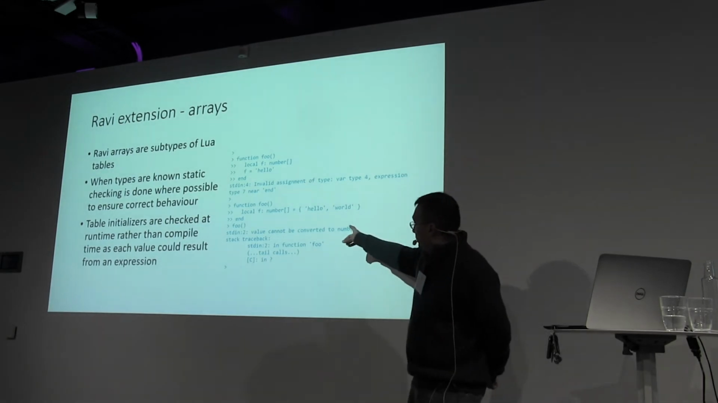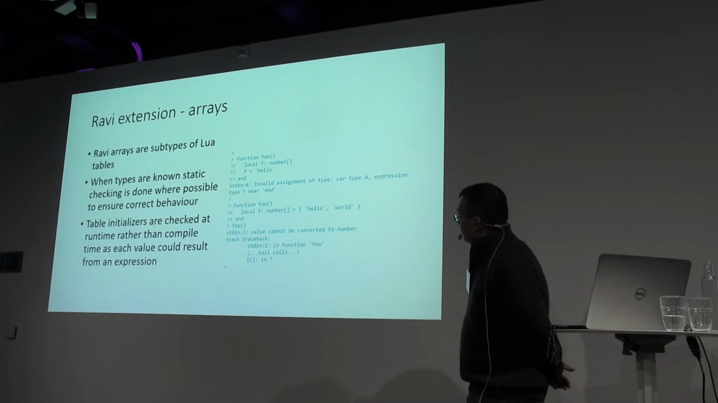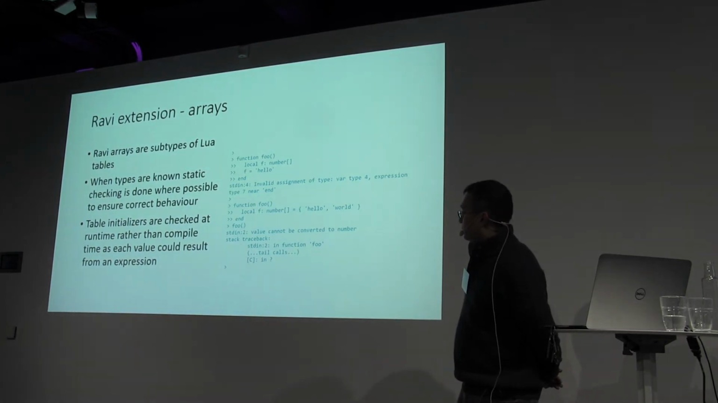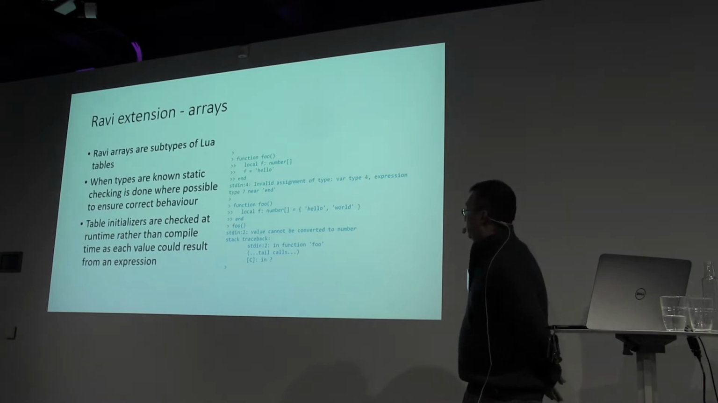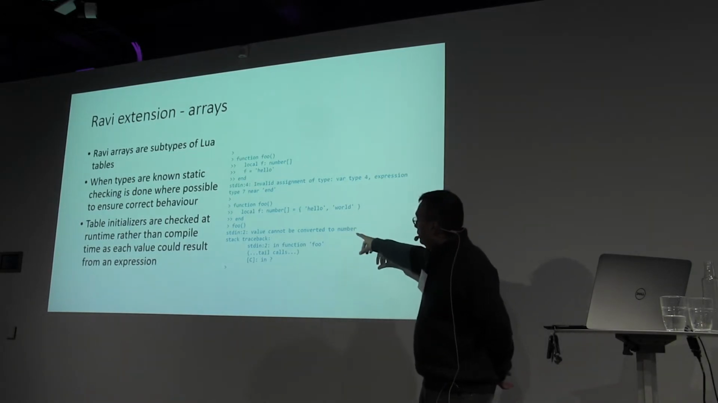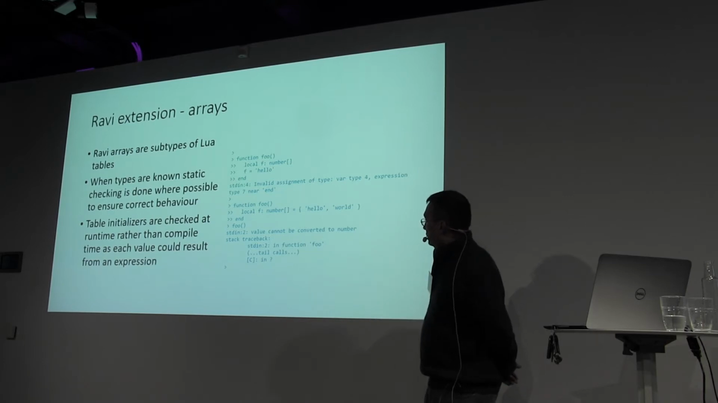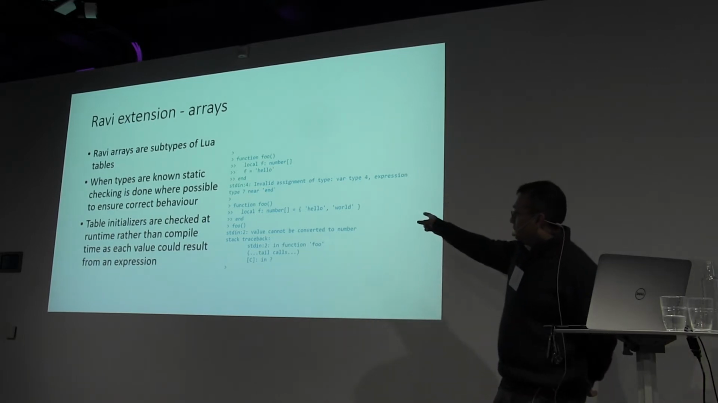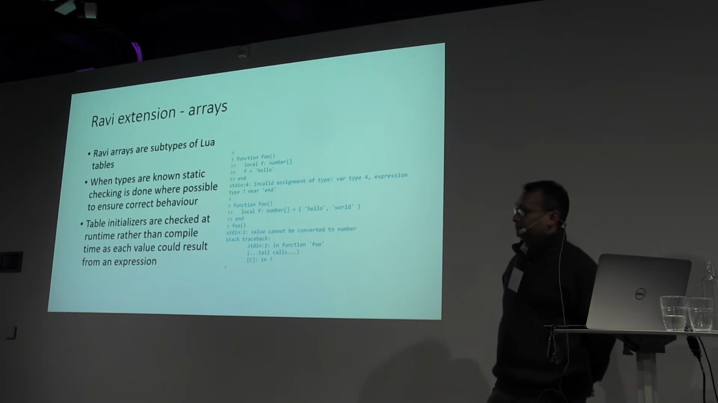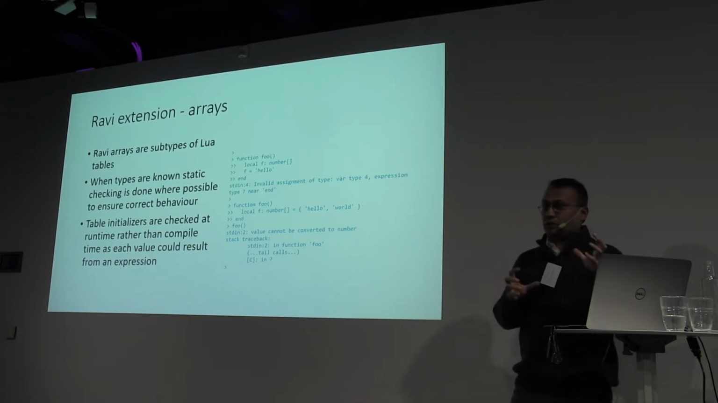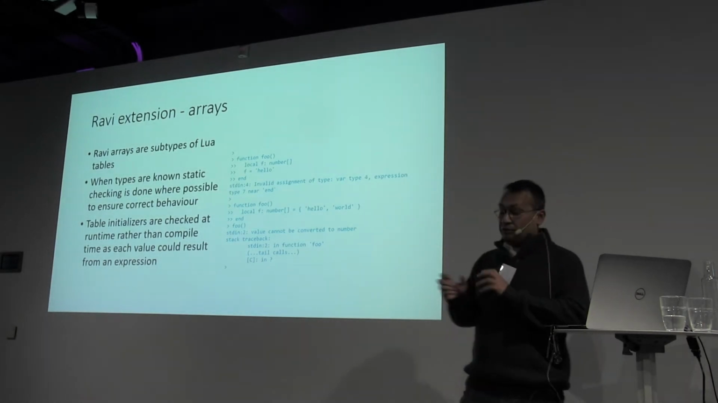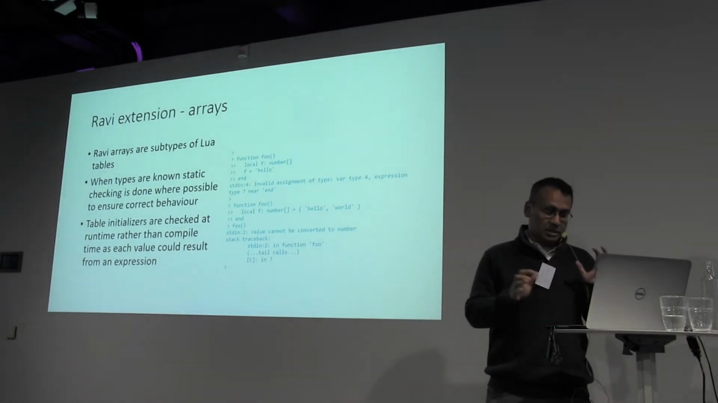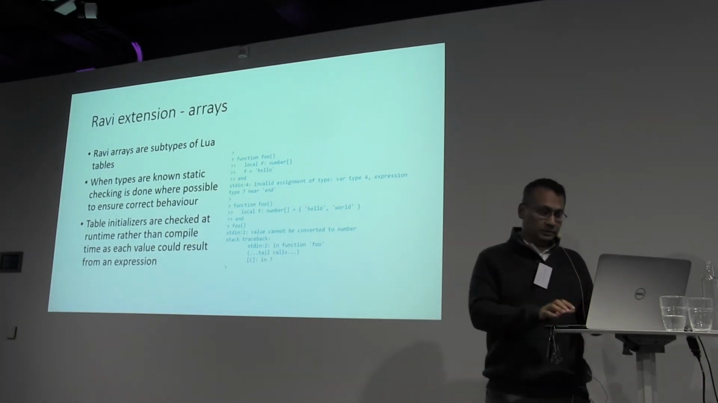But if you look at the next example, where there's a table initializer, and the values in there are strings instead of numeric values, the compiler can't check this at compile time because these could be expressions, right? So therefore it needs to check at runtime that you can't assign string values to a numeric array. So that's what I said, it's a mix of type checking at static compilation time or at runtime. And that mix is needed because of the dynamic nature of Lua.